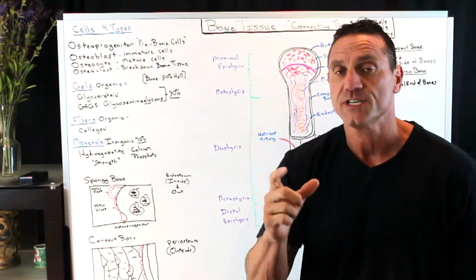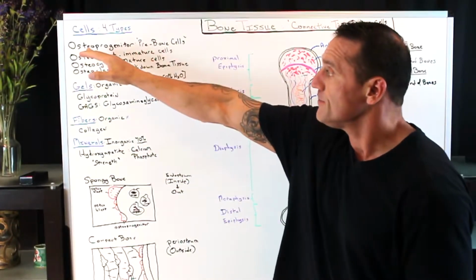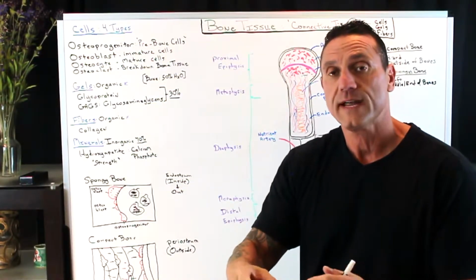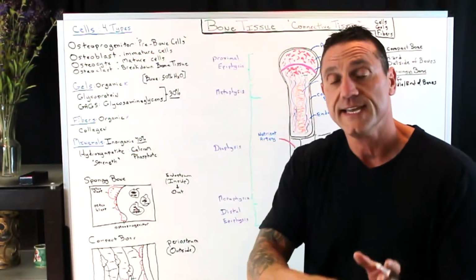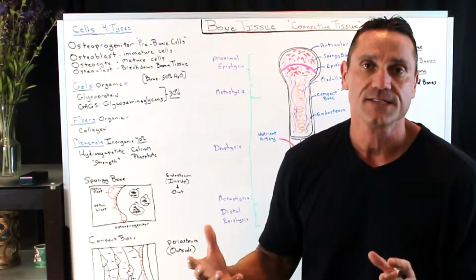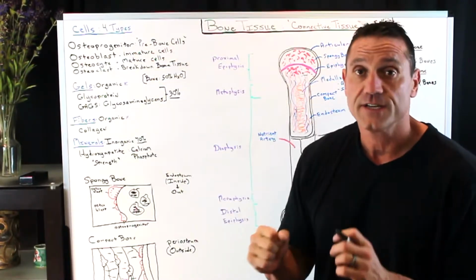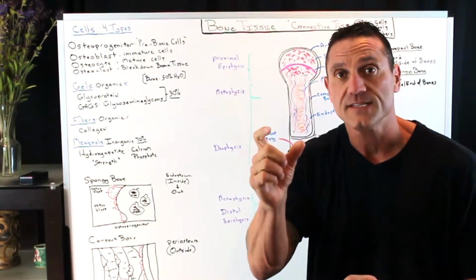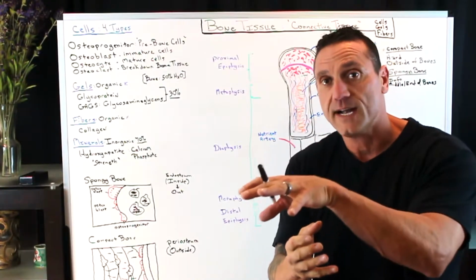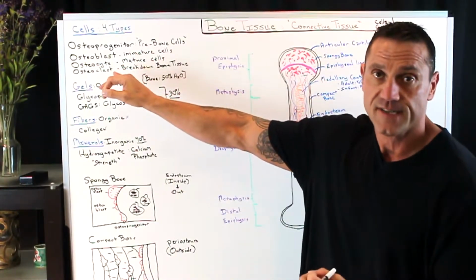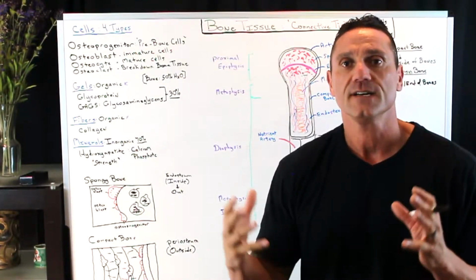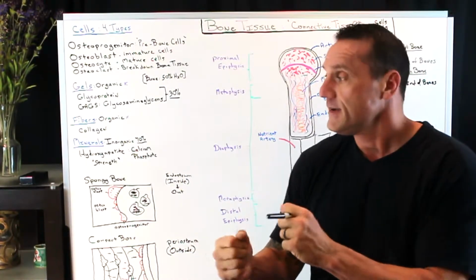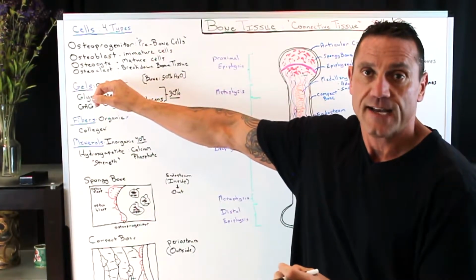One, osteoprogenitor cells, which means they're the cells that are programmed to make bone. So those are the pre-bone cells, which will then turn into the osteoblasts, which are your immature cells. Remember, blast is immature, which then gradually turns into the osteocyte, which is a mature cell. And then as the mature cells get old, we have these cells called osteoclasts.